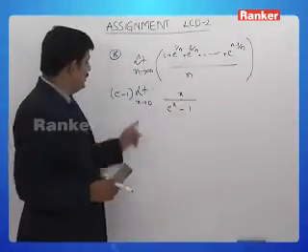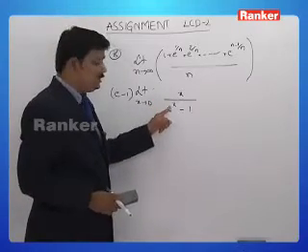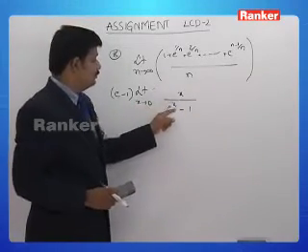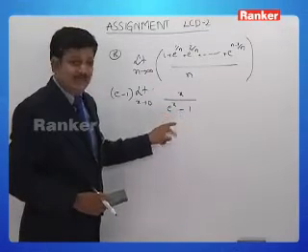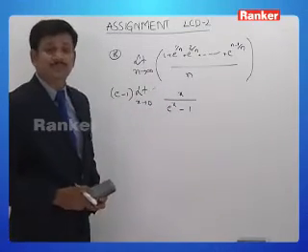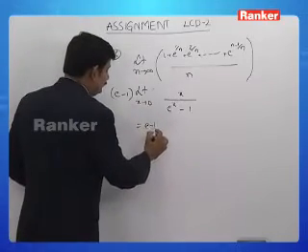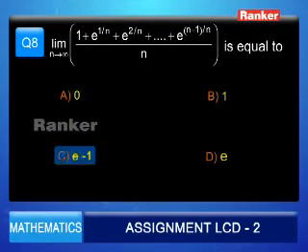The limit as x tends to 0 of x by e power x minus 1. We know this is a standard limit: limit as x tends to 0 of (e power x minus 1) by x is 1. So its reciprocal will also be 1. So we are left with the answer e minus 1. This limit will be e minus 1, which is option C.